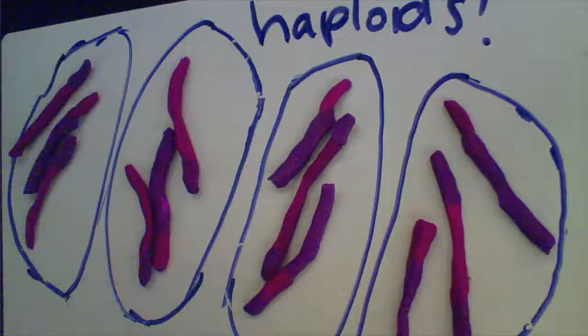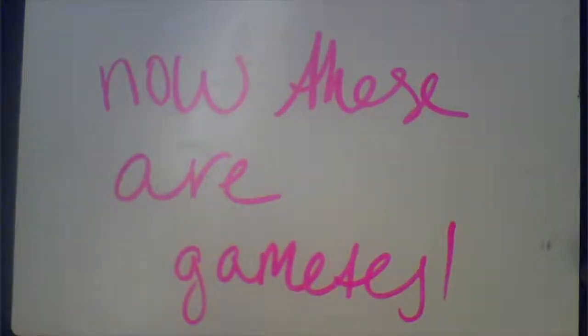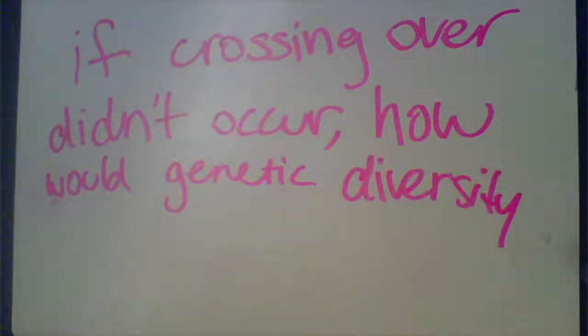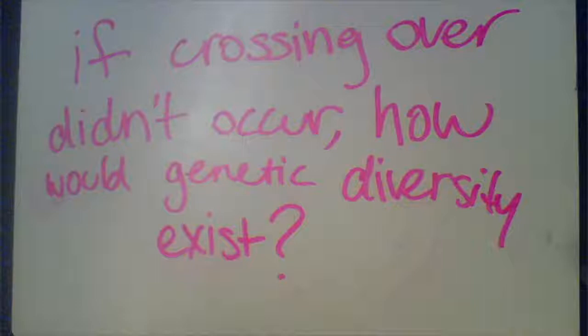Yes, what Will said. I still don't understand the independent assortment. If crossing over didn't occur, how would genetic diversity exist? Fine, Will. We will explain it once again. This is the last time.